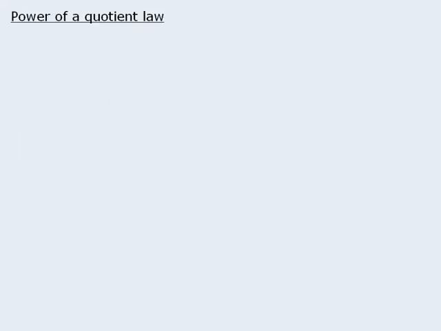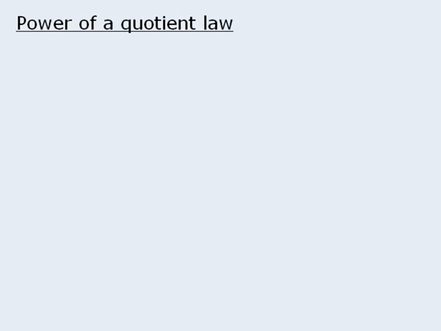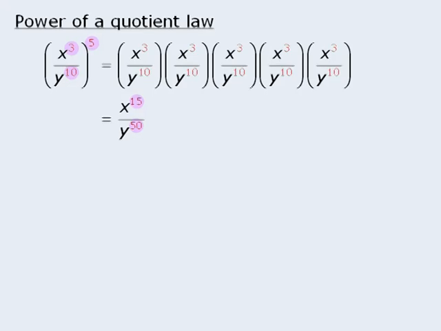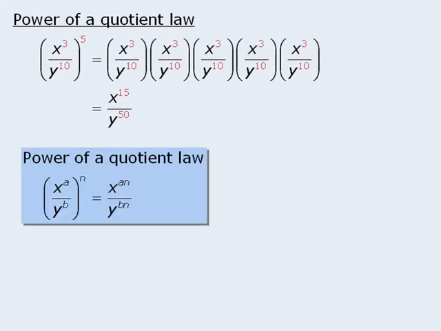Now, the next law is similar to the last one. To set up the power of a quotient law, please consider the following example. Now, one way to simplify this is to first rewrite it as follows. Now, when we multiply all of the numerators, we get x to the power of 15, and when we multiply all of the denominators, we get y to the power of 50. Notice that when we take the outside exponent here, 5, and multiply it by the 2 inside exponents, we get these new exponents. So we can generalize these results as follows.